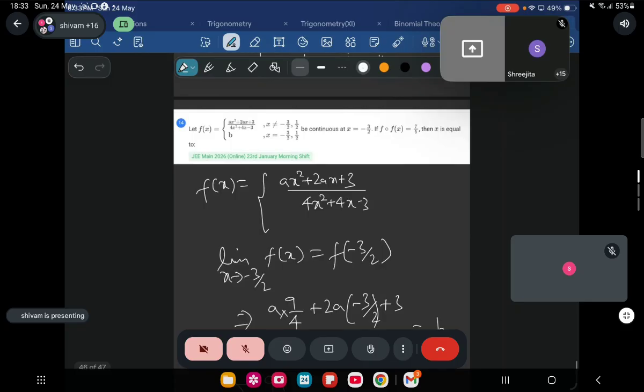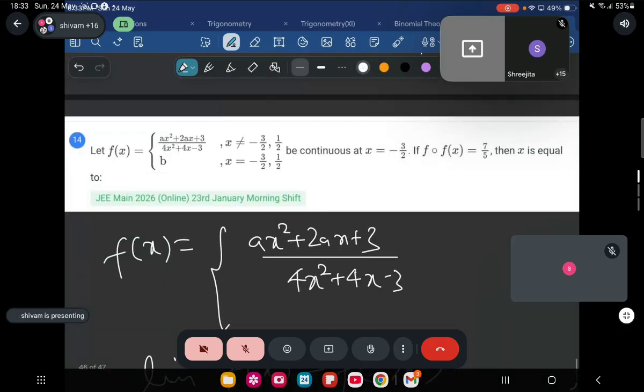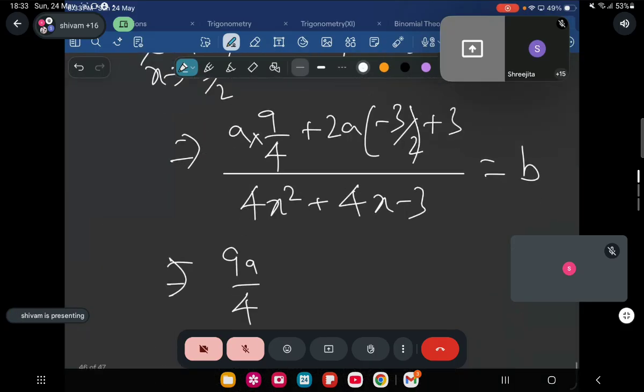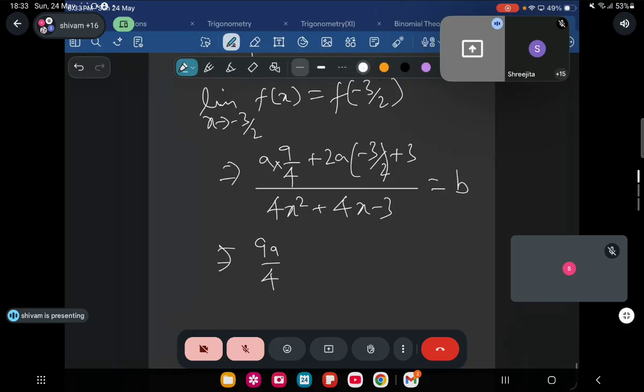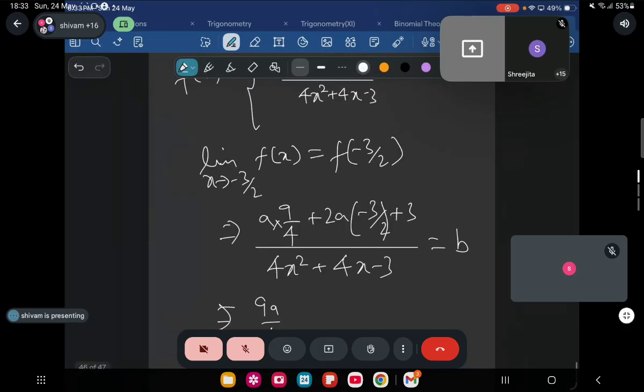Wait, let me see. So from there we'll get the value of a. So this also, x equal to minus 3 by 2. Denominator is, let me see. Acha, denominator also we have to substitute, right? So it becomes 0 by 0 form. Acha. See over here, denominator is minus 3 by 2. Can you understand? Minus 3 by 2 is a root.